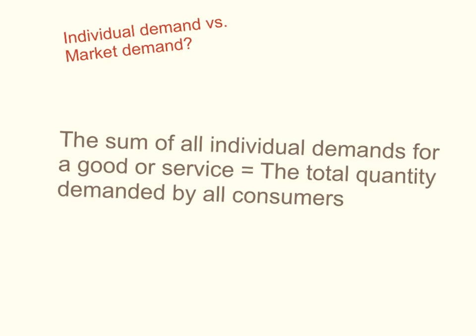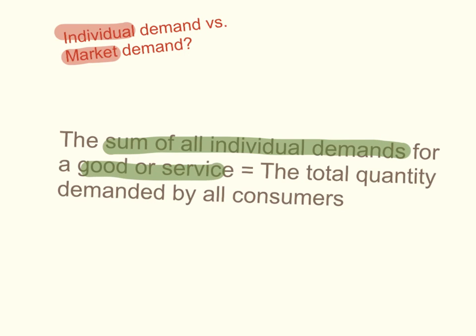Now, there is a difference between individual demand for a product and market demand, and it's a pretty easy difference to understand. Basically, market demand is the sum of all individual demands for a good or service. It's the total quantity demanded by all consumers in that market. So basically, if you know that there are 10 consumers in the market, and you know the quantity demanded of each consumer at a given price, just add the total quantity demanded of all the 10 consumers, and that would give you the market demand at that price.